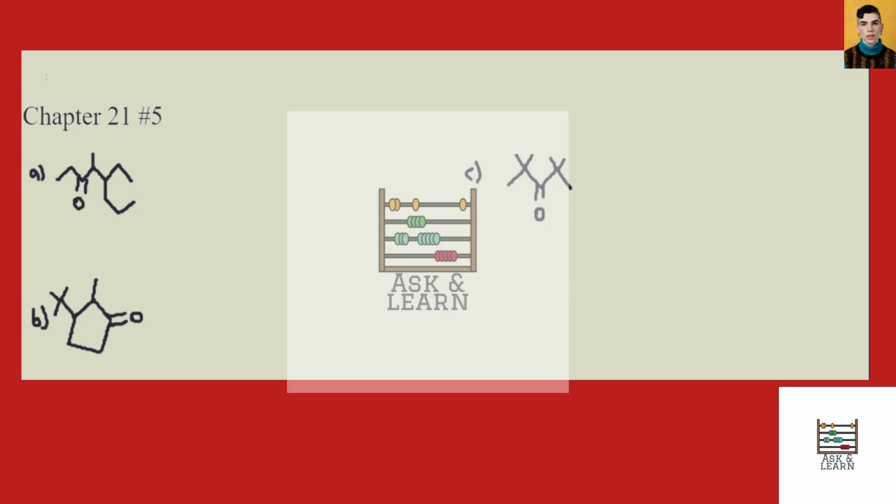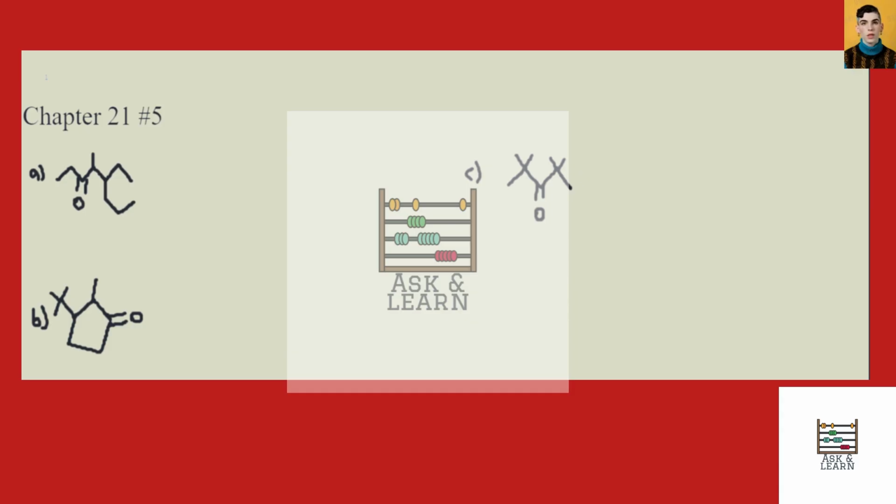This is the answer to Chapter 21, problem number 5 from the Smith Organic Chemistry textbook. In this problem, we are asked to come up with the IUPAC name for these three ketones that we've been given. Okay, and so the rules for naming ketones.